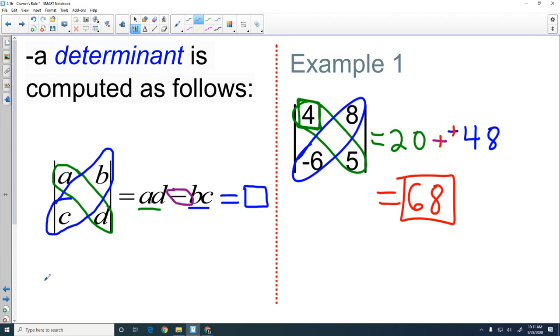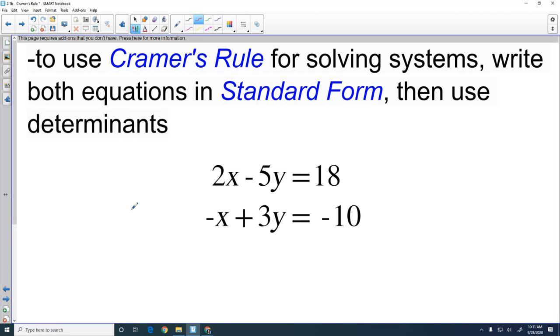How do we set up these determinants based on two equations? First, the equations need to be written in the correct form. You should recall this from Algebra 1, but we're going to use this form called standard form. Standard form is pretty simple. All it means is that the x's and the y's all have to be on the left side of the equal sign, and then the numbers without variables are going to be on the right side.